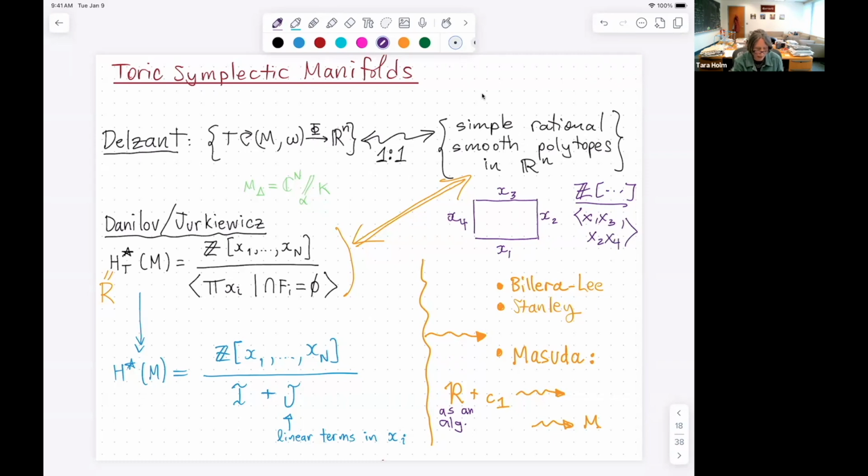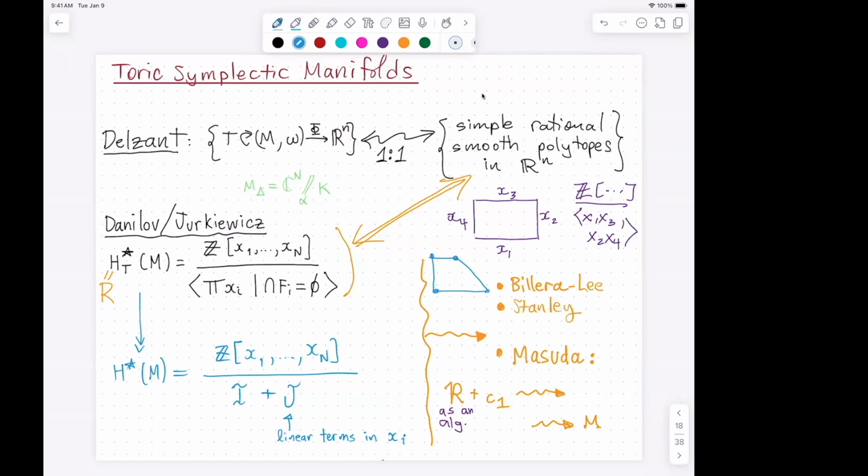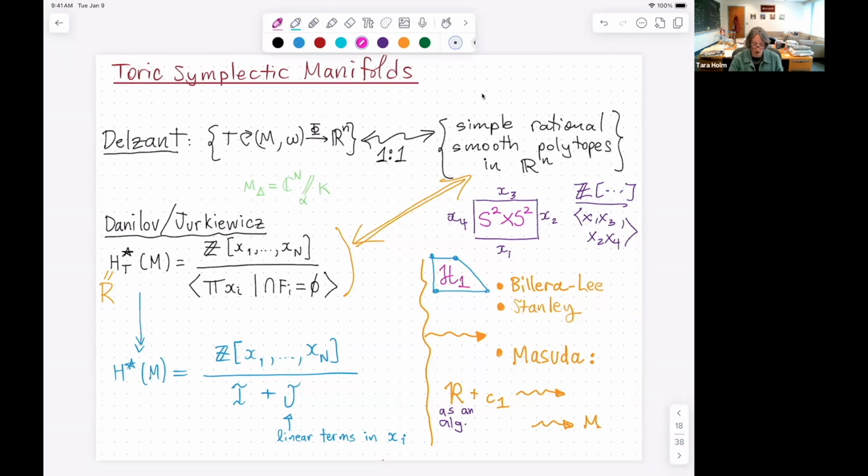And I will get exactly the same face ring if I look at the polytope that is a trapezoid. Those are both perfectly reasonable quadrilaterals that satisfy simple, smooth, rational conditions. But the rectangle corresponds to the symplectic manifold S2 cross S2, and the trapezoid corresponds to the Hirzebruch surface H1. This is also known as the blowup of CP2 at one point.